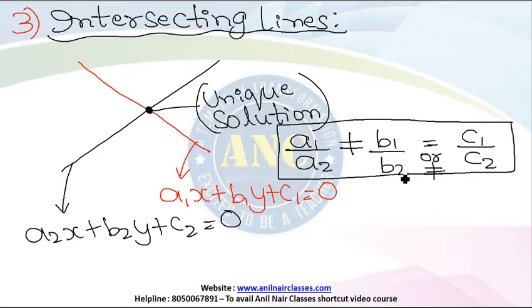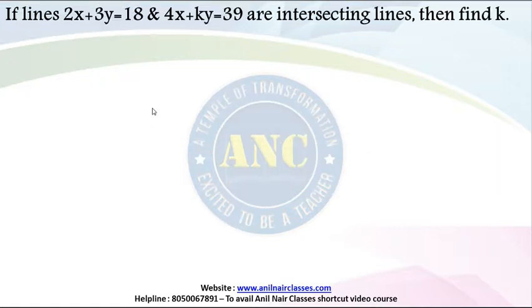A1, A2, B1, B2, C1, C2. Everything will be different. The ratios of all three things will be different for intersecting lines. In a very rare case they happen to be the same with the C1 by C2 ratio. So intersecting lines will not have many solutions. They will intersect only at one particular point. They will have only one solution, or a unique solution. Now this is again a theory part.